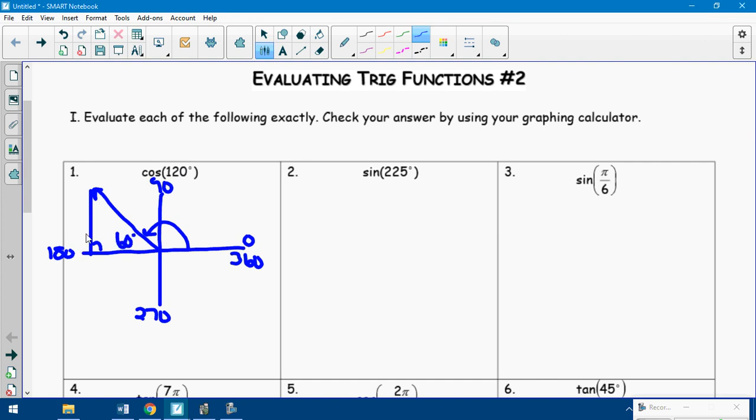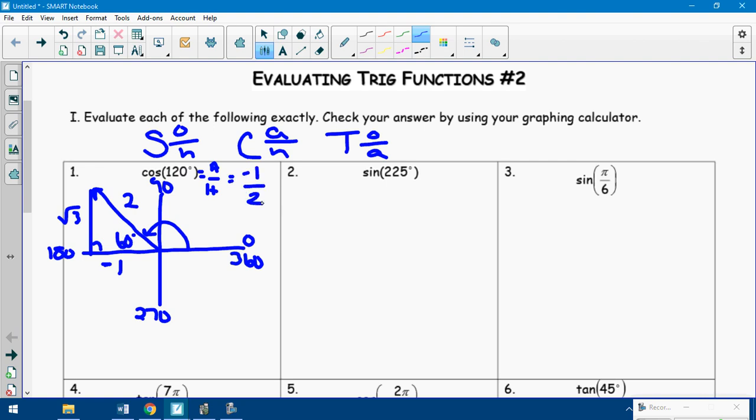Label your triangle. So down next to 60 is always the 1. The hypotenuse is 2. This would be radical 3. Check for negatives. Left is a negative. And then you're evaluating cosine of 120. So cosine, SOHCAHTOA, is adjacent over hypotenuse. If you need to write out SOHCAHTOA up at the top, if that's not ingrained yet, go for it. Adjacent side to 60 is negative 1. Hypotenuse is 2. There's your answer.